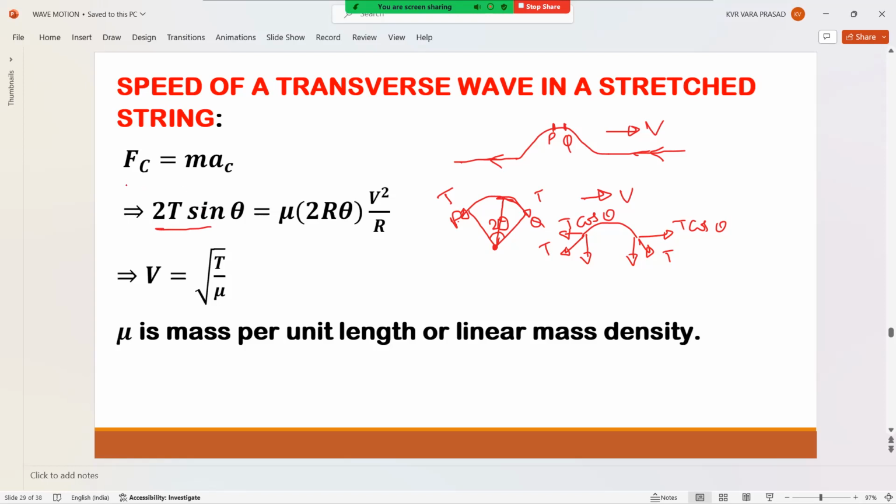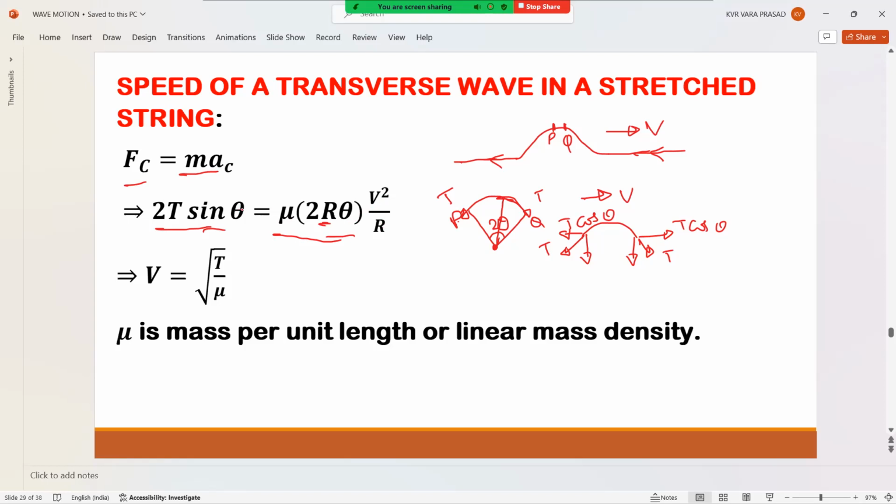So I have taken the first step, centripetal force. Centripetal force is equal to mass into centripetal acceleration. Now the tension component is providing the centripetal force. So 2T sin theta is equal to mass. Mass is nothing but mu into arc length. Arc length is R into angle, which is 2 theta. I am repeating, arc length is R into 2 theta. So mu is mass per unit length, so mu into the length of the arc gives the mass of that length. Then mass into v square by R.